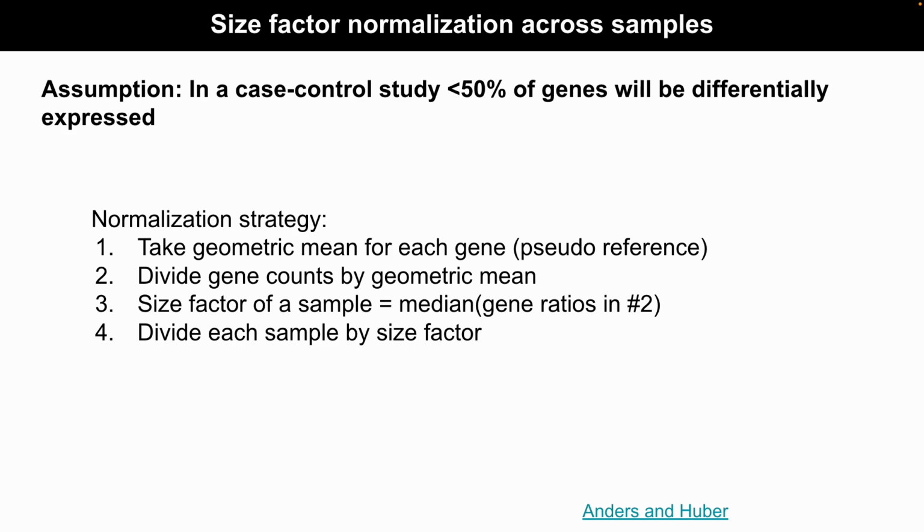You divide each gene count by their geometric mean. This becomes your size factor of the sample, which is defined by the median of this quantity across all the genes within one sample. We will do an example and it will become clear what it is. And finally, you divide the sample by this size factor. Okay. So the first step that you do is, this is gene 1, gene 2, gene 3, a lot of samples, calculate the geometric mean. So in this case, a lot of numbers here.